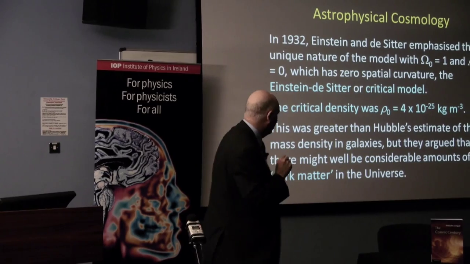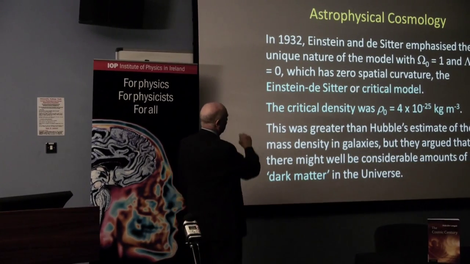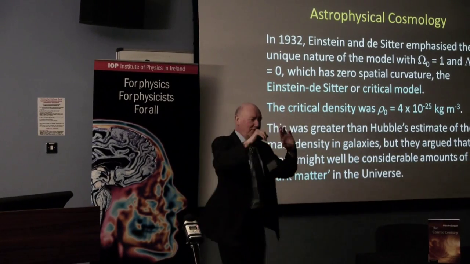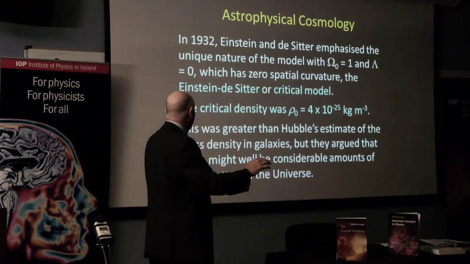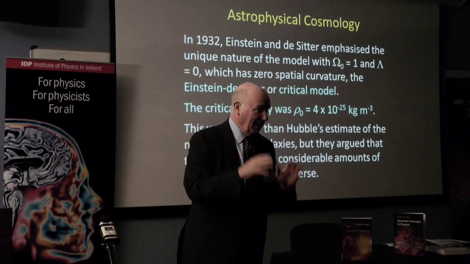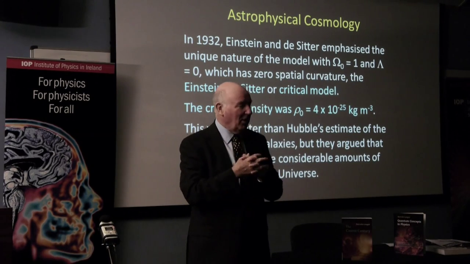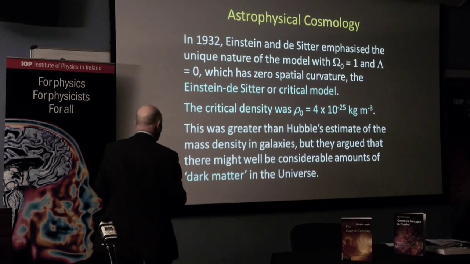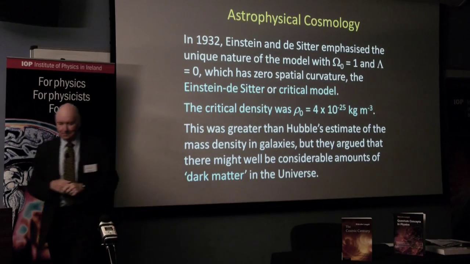And so Einstein and de Sitter, both theorists, said, but there may well be missing matter in the universe. There might be dark matter in the universe. And that was in the original paper of Einstein and de Sitter, arguing that it might be there.